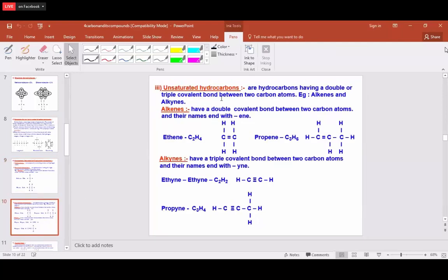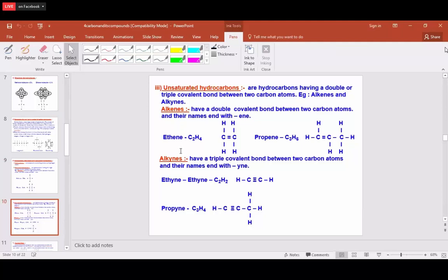Unsaturated hydrocarbons. An unsaturated hydrocarbon also contains only carbon and hydrogen, but the carbon is making a double bond or a triple bond with another carbon atom. This we call unsaturation. These are hydrocarbons which contain a double or triple covalent bond between two carbon atoms. Examples, alkenes and alkynes. The alkenes are a family of hydrocarbons which contain a carbon double bond carbon. Their names end with ene. Ethene is the first member of the family.